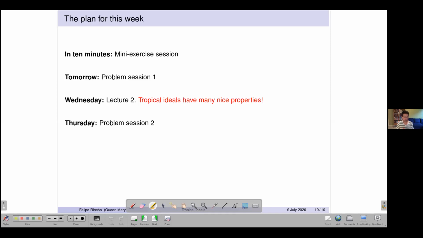Tomorrow there's a problem session 1 where you have some problems to practice all these things. Wednesday, there's lecture 2. It's going to be about properties of tropical ideals. So far, I've only told you the definition, but they have many nice properties, and there's lots of things you can do with them. And Thursday, there is the problem session number 2.